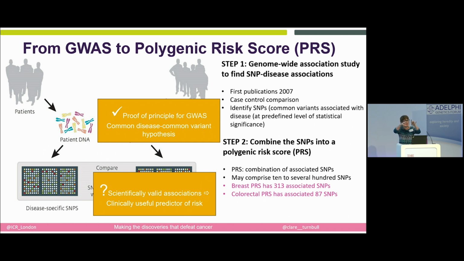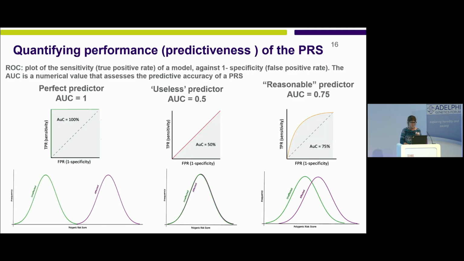So what is done is you take all the associated SNPs for a given disease and weight them for their frequency and effect size, and together that is called a polygenic risk score. And these are quite dynamic. As more variants are found, your polygenic risk score is updated. The current working breast polygenic risk score has 313 core associated SNPs, and Richard Halston will correct me, I'm probably out of date, but for colorectal cancer, I believe it to be 87. So how do you evaluate a polygenic risk score? This is a disease prediction test.